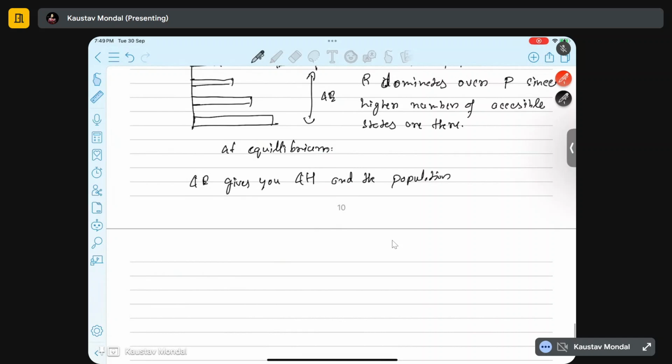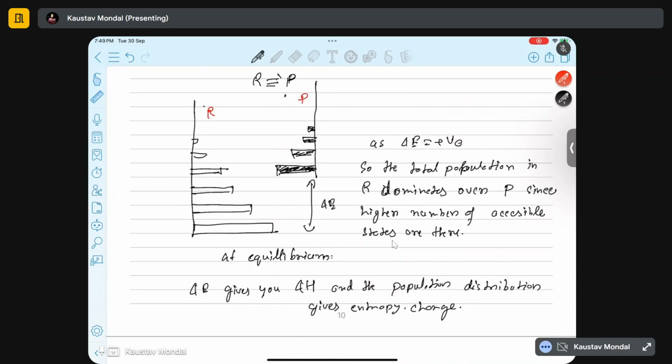population distribution gives entropy, right? So if you get hold of both of these things, delta E and the distribution, which directly gives you a measure of the change in enthalpy and the change in entropy, right? So just by getting this energy distribution and their relative energy level difference, you can basically calculate the Gibbs energy.